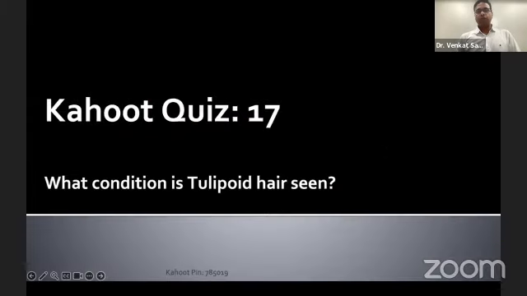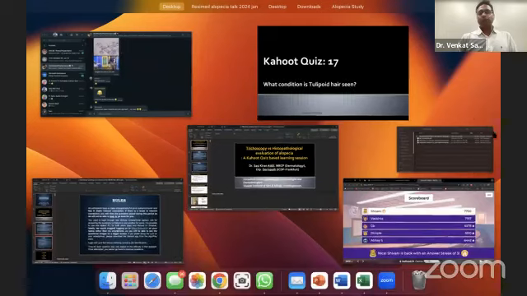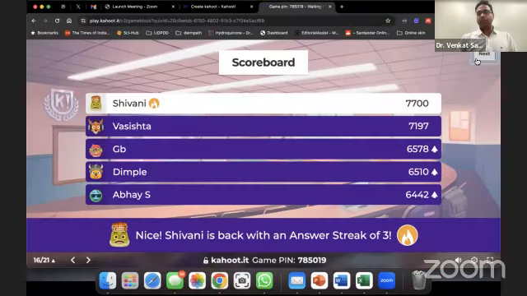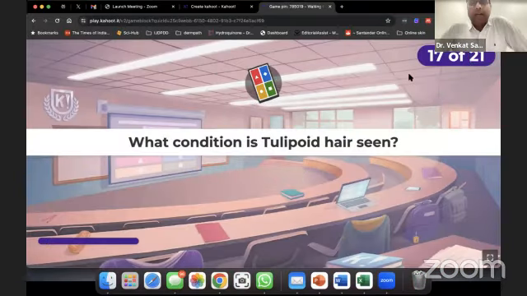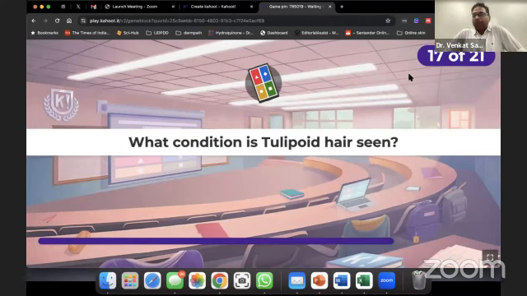But then I have a question for you. In what condition is tulipoid hair seen? I told you about tulip hair. What about tulipoid hair? Where do you see it? It's a nice exam question. So tulipoid hair is seen in which entity? Got 3 more questions to go.